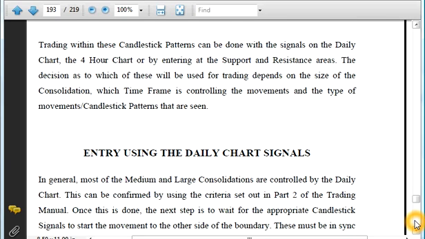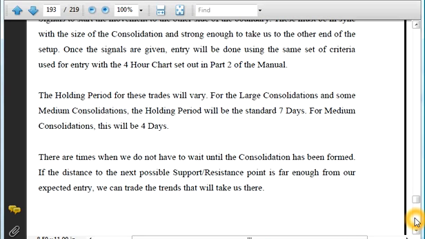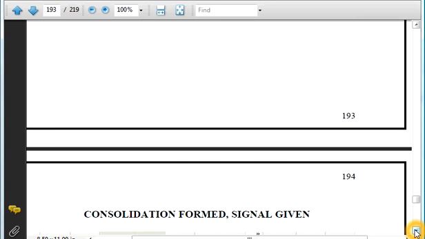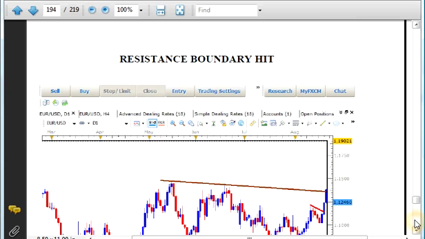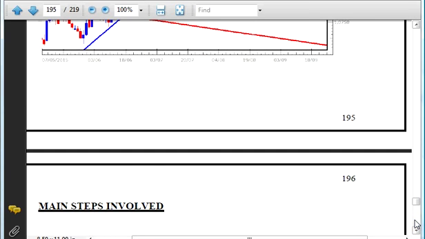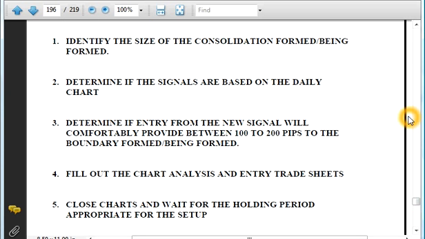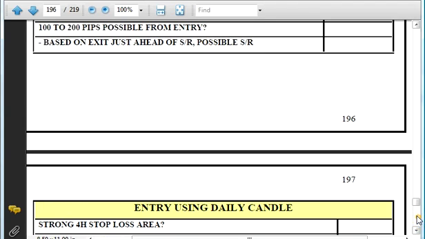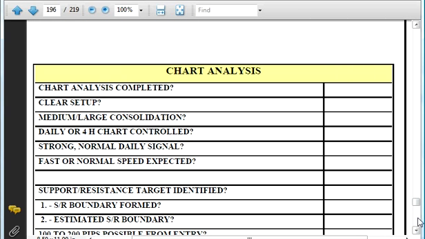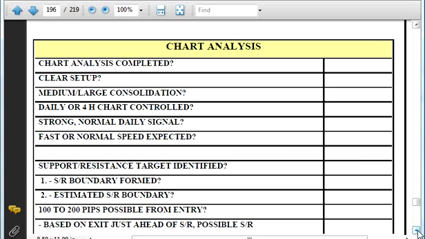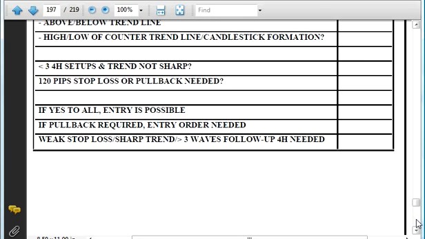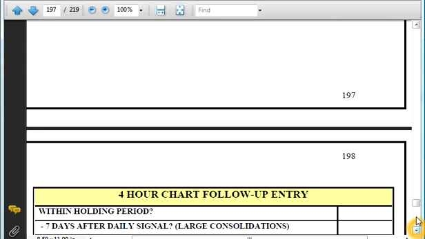So we're going to follow the steps that are needed in trading these setups based on the rules established, and then analyzing the chart based on what we're seeing, and ensuring that what we're seeing on the chart basically meets the criteria that are set out in this analysis sheet. Once that is done, then the next step would be to execute the trade.